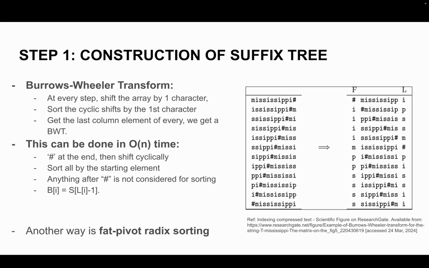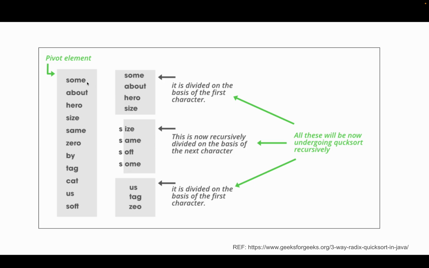Another way to achieve this is through fat pivot radix sorting, which is another way to find out the lexicographic version of this suffix tree. So what you do is pretty much just take the middle element, which is S, and then everything that comes after S, which is U, T, and Z, which are after S in the alphabetical order. So those come after that, and the ones that come before it are before S. So we can think of this pretty much as a variant of a three-way merge sort.